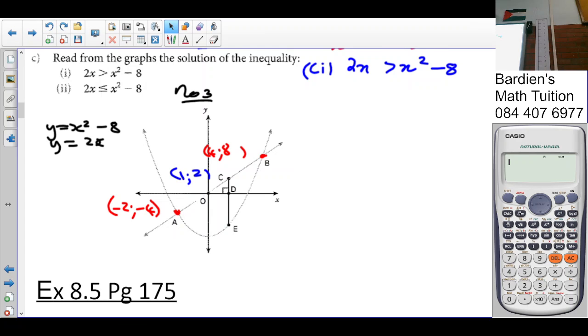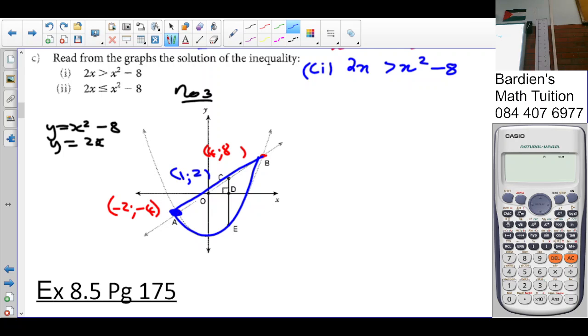So again, if 2x is greater than x squared minus 8, that means to say, where is the straight line, which is the 2x graph, more than the parabola graph? So if we look at the graph here, looking from left to right, we always read it from left to right. As x increases, what do you notice? The parabola is greater than the straight line. Then we notice, okay, here the straight line is greater than the parabola. And then the parabola is again greater than the straight line. From which x value is that the case?